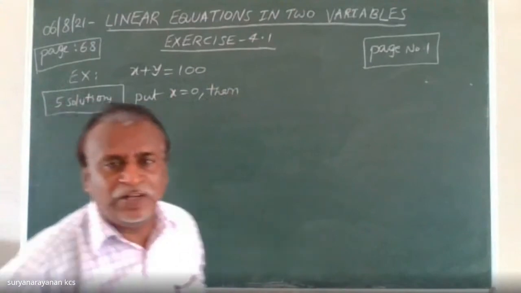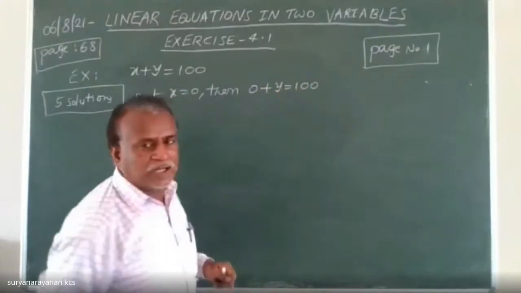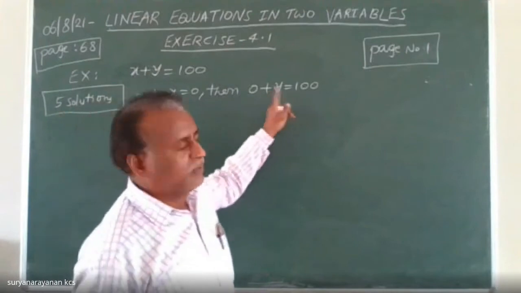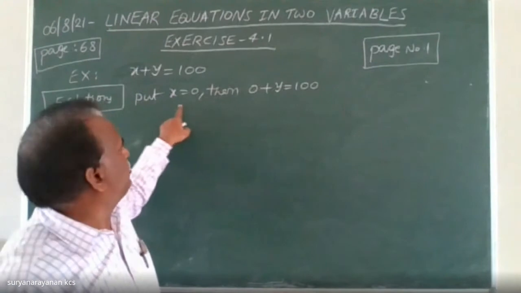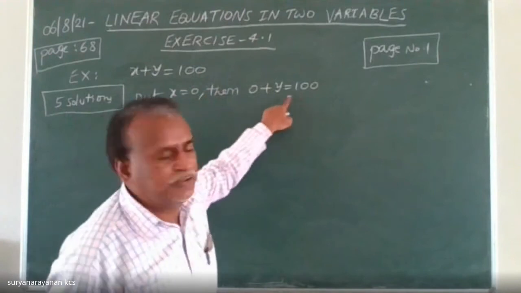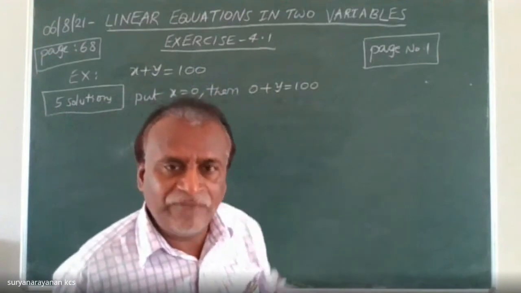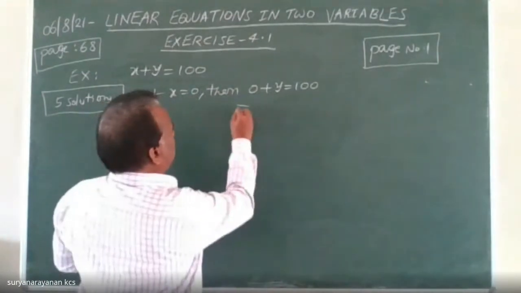Then what is the equation you will get here? If you put x is equal to 0, then 0 plus y is equal to 100. Okay, my children, this is the equation you will get when you substitute x is equal to 0 in the given equation. This is a simple equation in one variable, that is y. Now let us solve this equation by transferring. So y is equal to 100 minus 0.